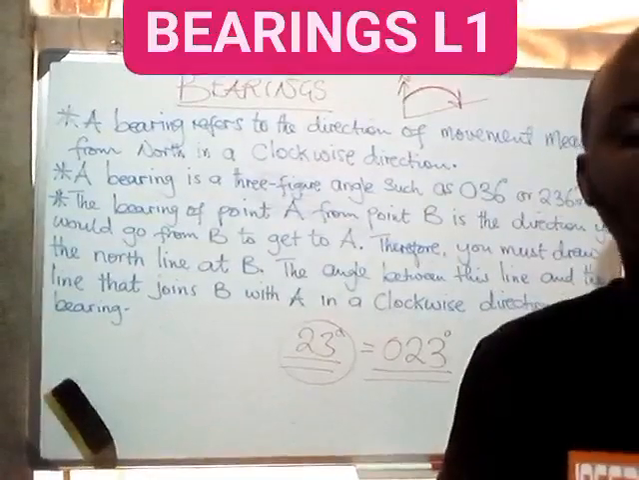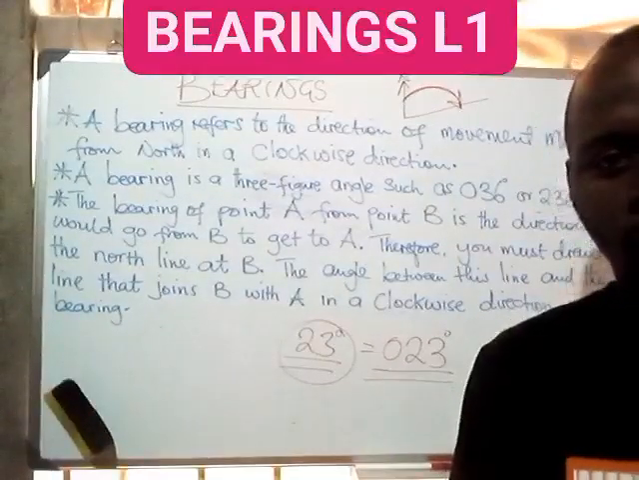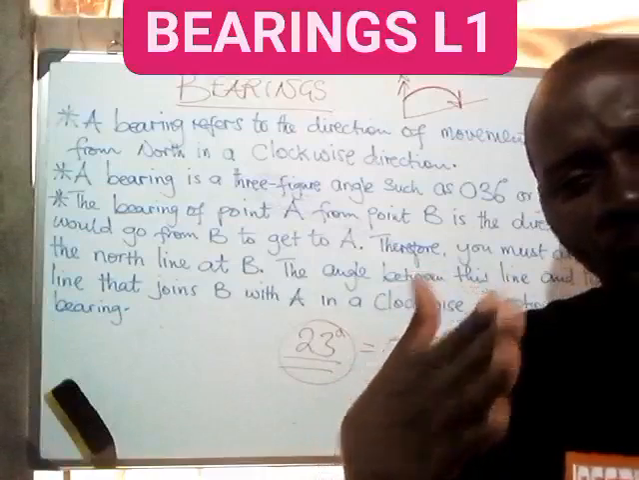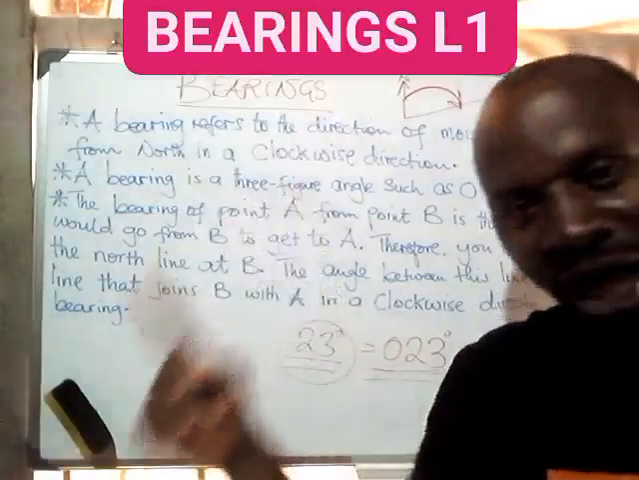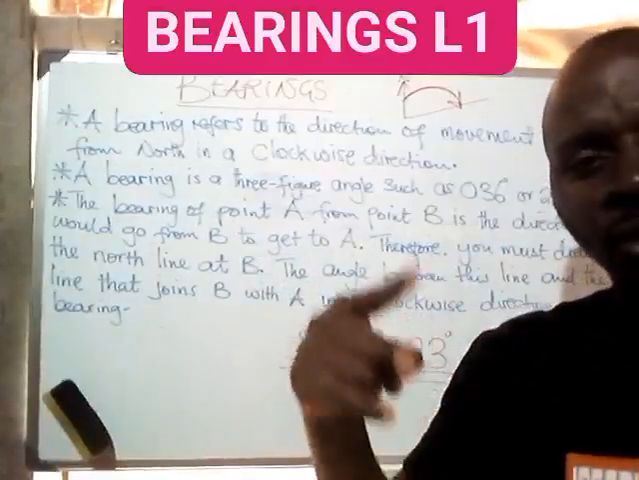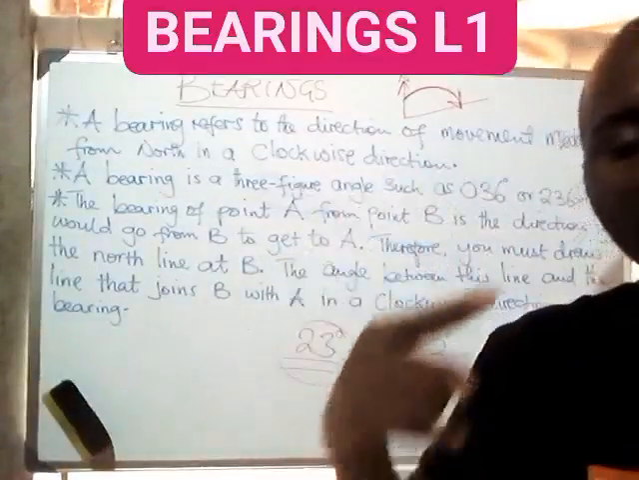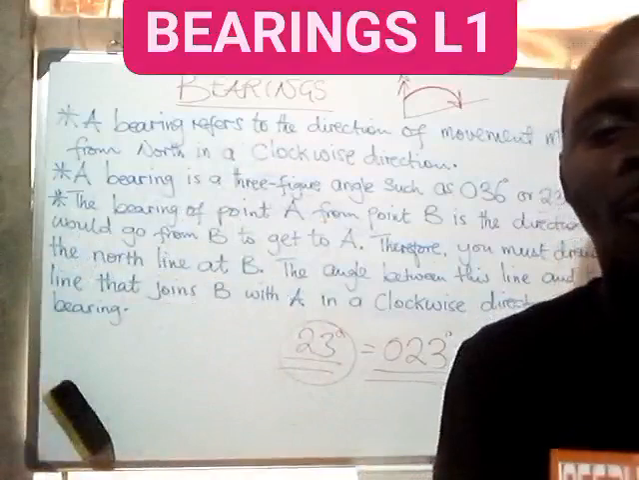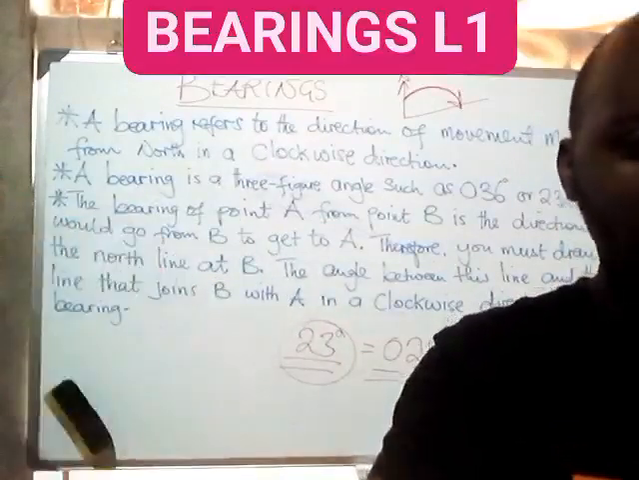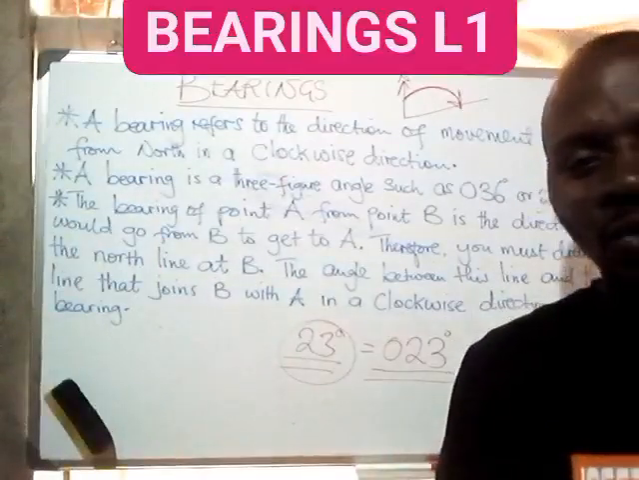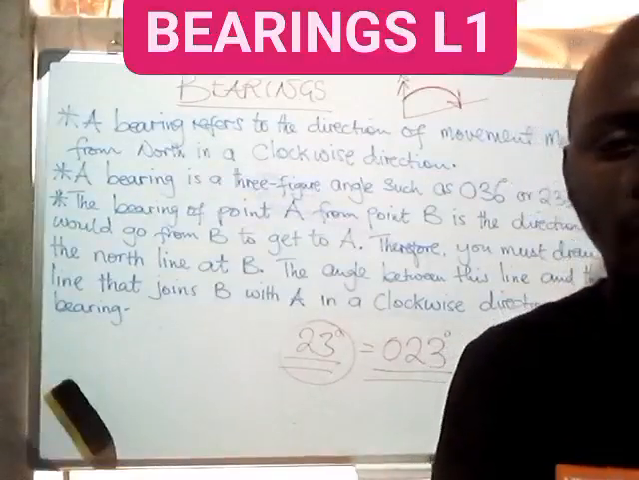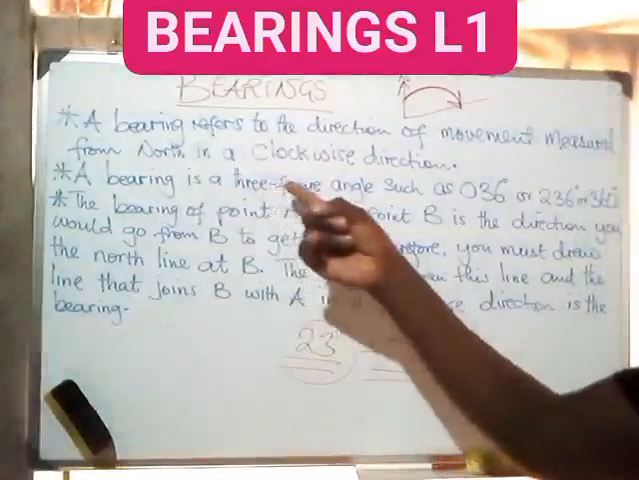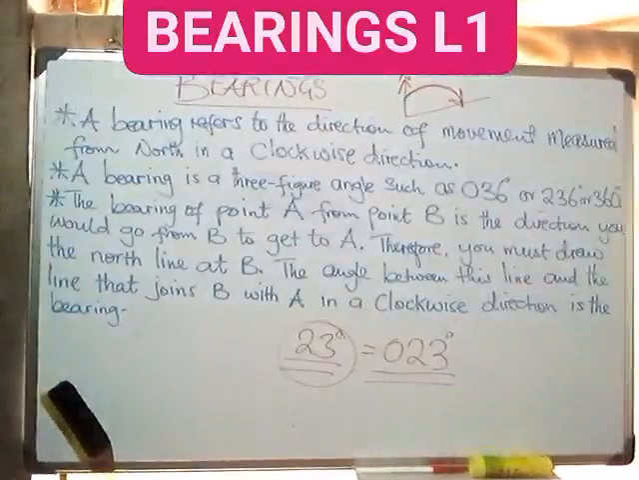If your angle is less than 10, from 1 degree to 9 degrees, you write 001, 002, 003 degrees, up to 009. Now from 10 to 99, you just write 0 and the angle you have found. So this is the meaning of a three-figure angle.